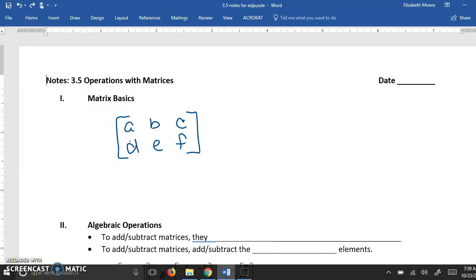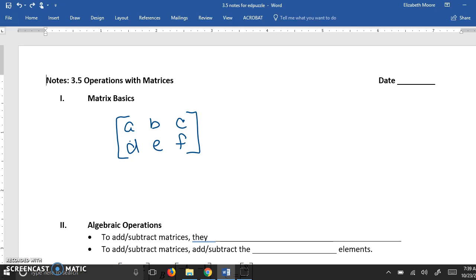In the next part of the chapter, we're going to be studying matrices. Matrices are a way that we can organize a lot of different information into one mathematical thing. So here we can see a matrix, and in this case, our matrix is made up of 6 elements, A, B, C, D, E, and F.